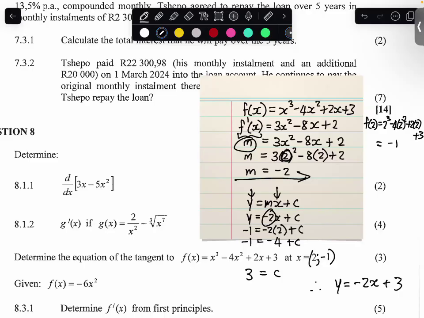And so how did we get the set of coordinates? We were already given the x value of the set of coordinates. To get the corresponding y, you just take that, sub it back into the original equation, and then take that set of coordinates, which was 2 and -1, with the gradient that we calculated of -2, and solve for c.